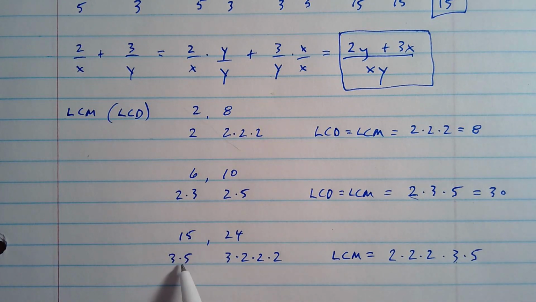And then the 3 is covered, I got that, but I need a 5 in there. That way I can make my 15. 3 times 5 gets me the 15. These 3 2's and the 3, that gives me the 24. All of these together, let's see, 2, 4, 8, 24 times 5, 120 would be the LCM, which would be the LCD if it was a fraction.